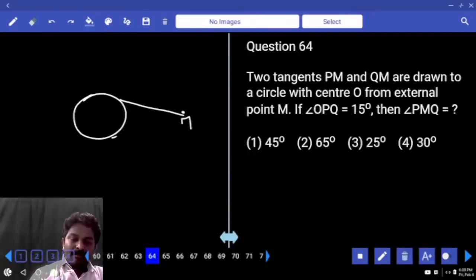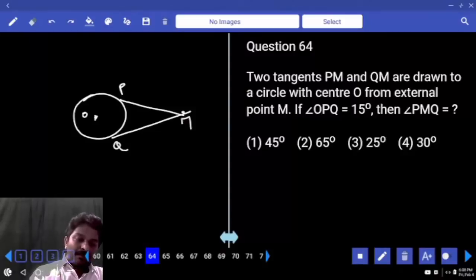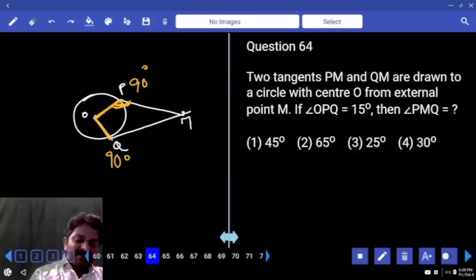PM, QM, these two are tangents to circle O. Right. So what are PO and QO? PO, QO are also radii, right? Radius to the tangent, what must be the angle here? 90 degrees. And at Q also it must be 90 degrees only.